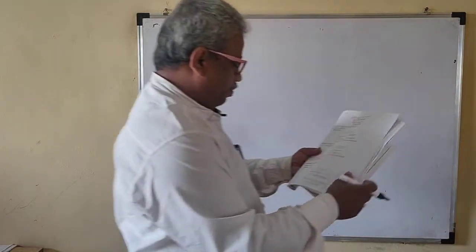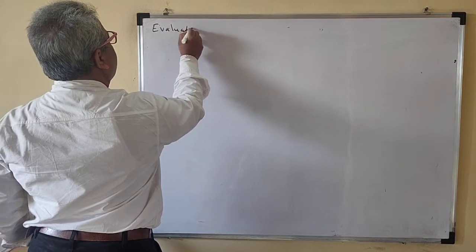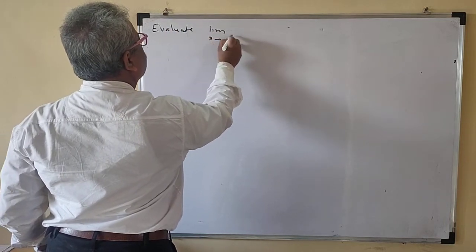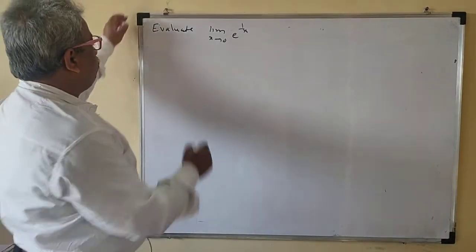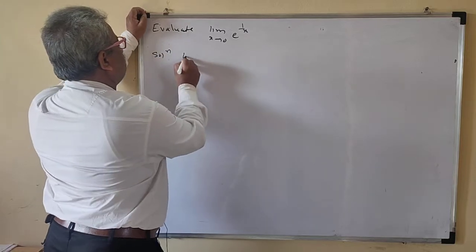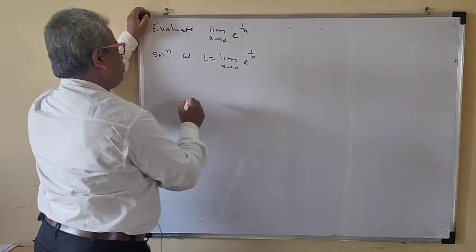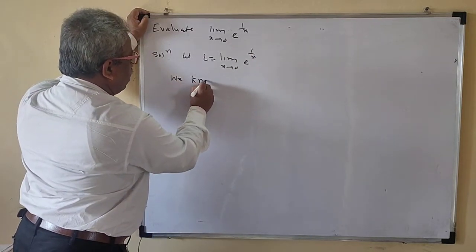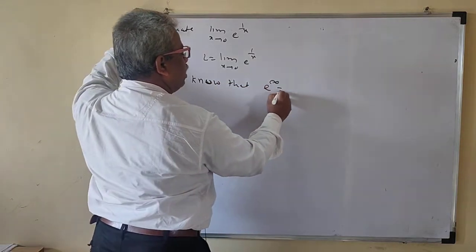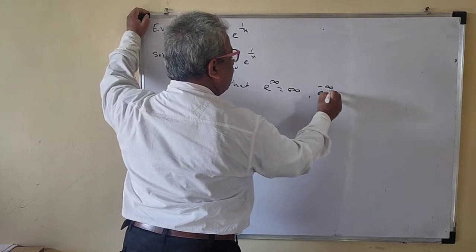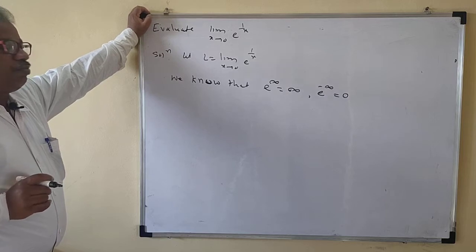So we'll take the next problem. Evaluate limit x tends to 0 e raised to 1 by x. Now see the solution. Let L be equal to limit x tends to 0 e raised to 1 by x. Okay, we know that e raised to infinity is infinity, and e raised to minus infinity is 0.